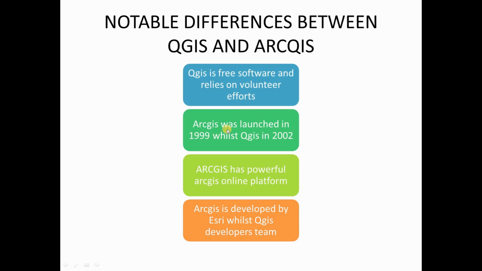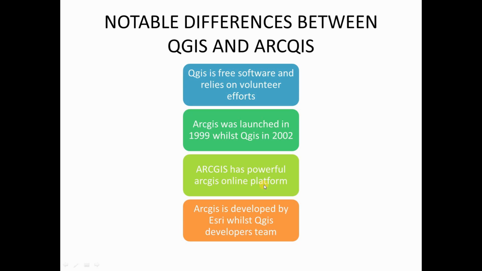Another notable difference between the two softwares is that ArcGIS was launched in 1999, whilst QGIS was launched in 2002. Another notable difference is that ArcGIS has a powerful ArcGIS online platform. One of the functionalities of ArcGIS that makes it powerful is its online platform.